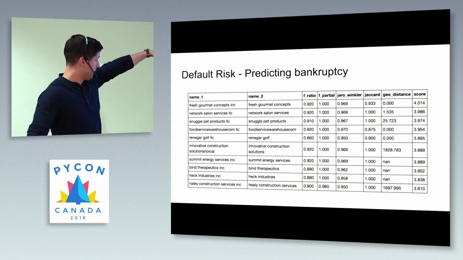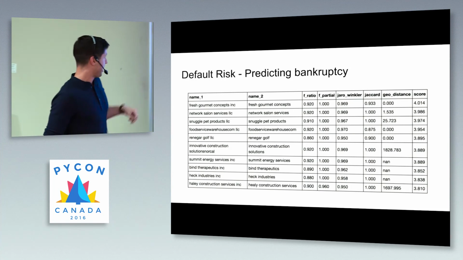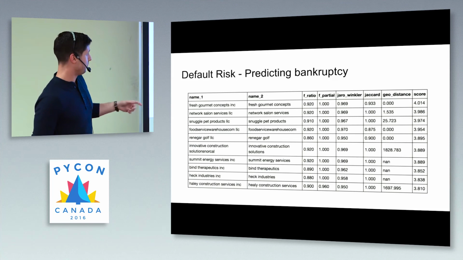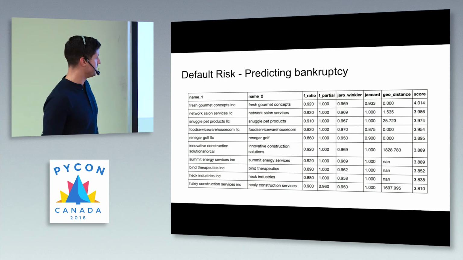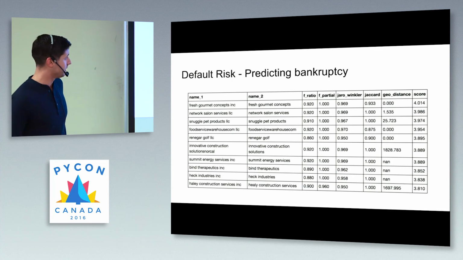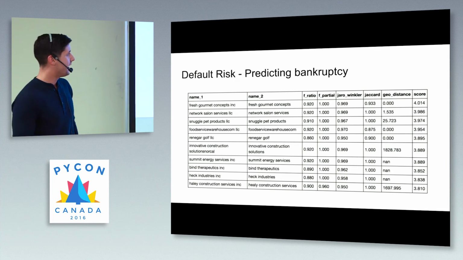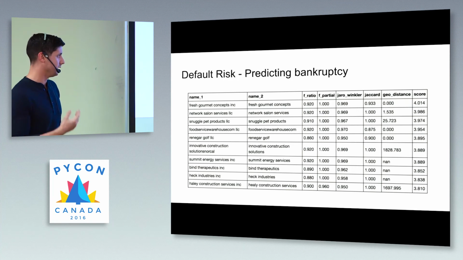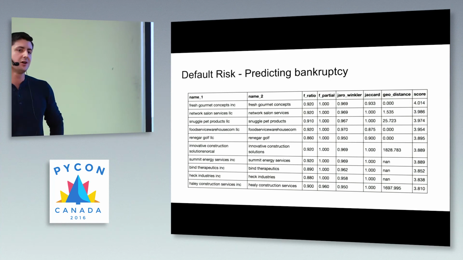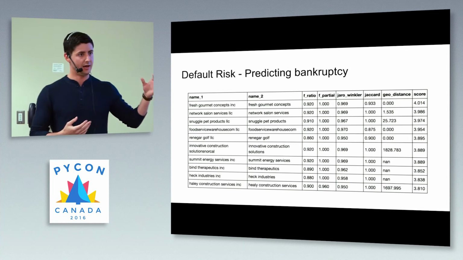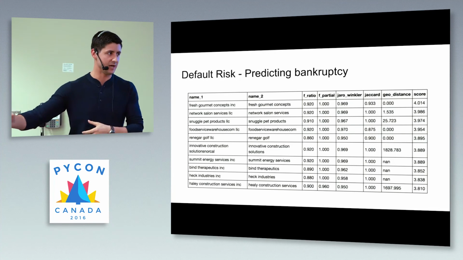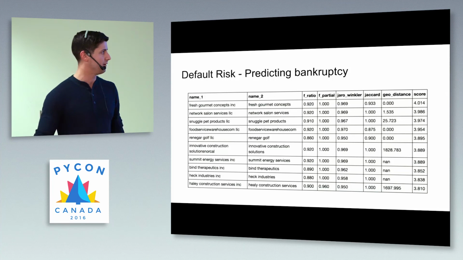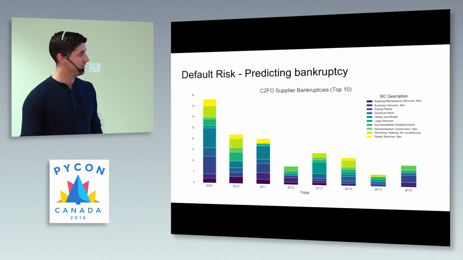You see like a Snuggle Pet Products LLC versus Snuggle Pet Products. The F ratio was very high, the F partial ratio was very high, the Jaro-Winkler was very high, the Jaccard was very high, and the geodistance was approximately 25.7 miles. So likely we had the proprietor's home address on file somewhere and then their business address. So that gave us additional confidence that this was in fact the same entity.